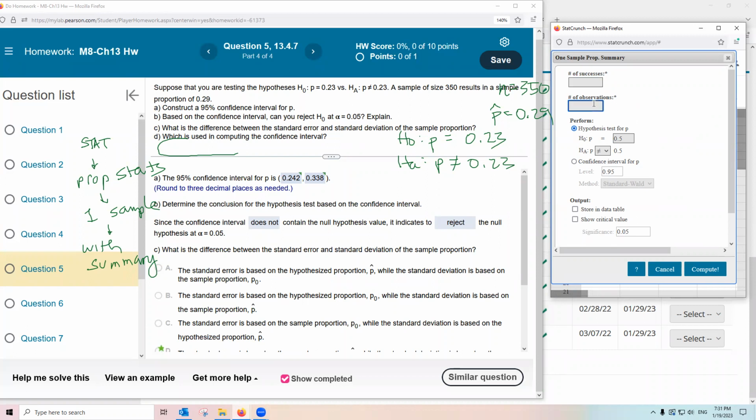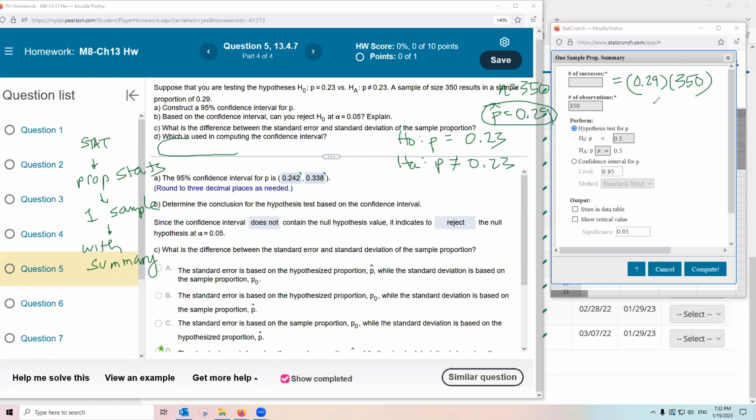Now, I know the number of observations is 350 because that's the sample size. But I also need to know the number of successes. Now, the number of successes isn't given to us in this problem, but we can calculate it. To find the number of successes, let's say 29% of the sample responded yes to a survey question. If 29% responded yes out of 350 people, I'm going to just multiply 0.29 times 350, and I'm getting 101.5.